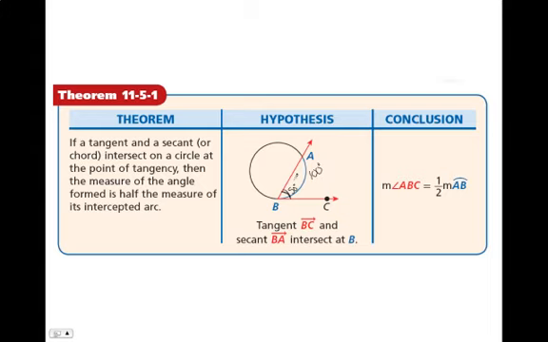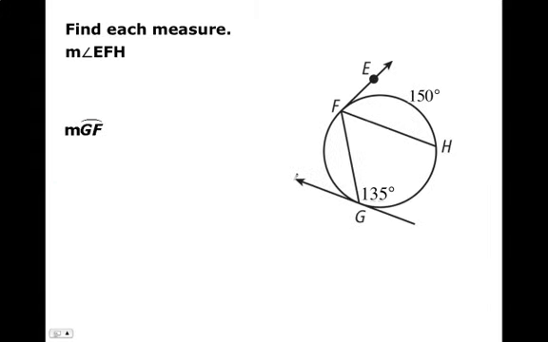Let's take a look at some examples. We're going to find the measure of angle EFH. EFH is this angle right here. It is made up of a tangent that intersects a secant. So we know that if this arc is 150 degrees, that angle is going to be half of that arc. So the measure of angle EFH is simply 75 degrees.